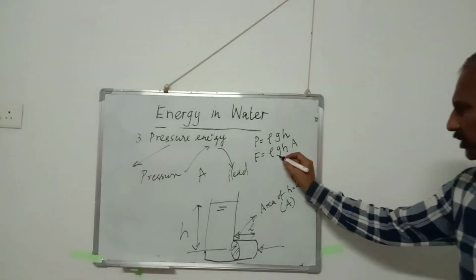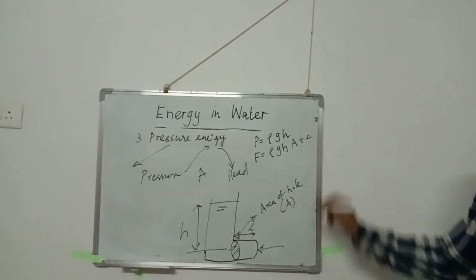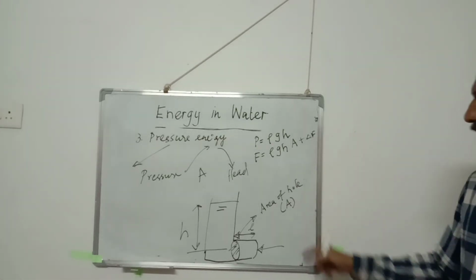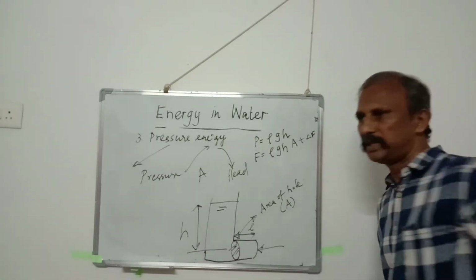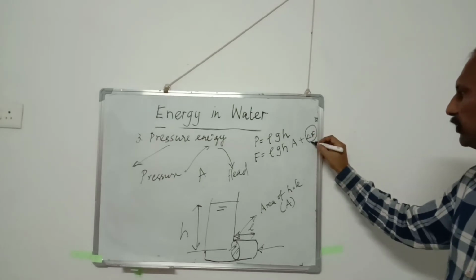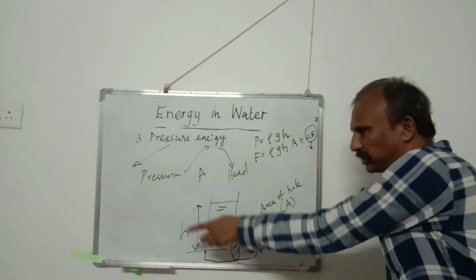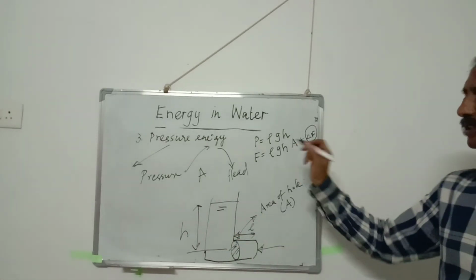then rho g h A plus a delta amount of force, delta F, if you are able to give, you will be able to insert this water particle inside. So we can assume that delta F to be negligible. So force needed to push the water inside is also rho g h A only.